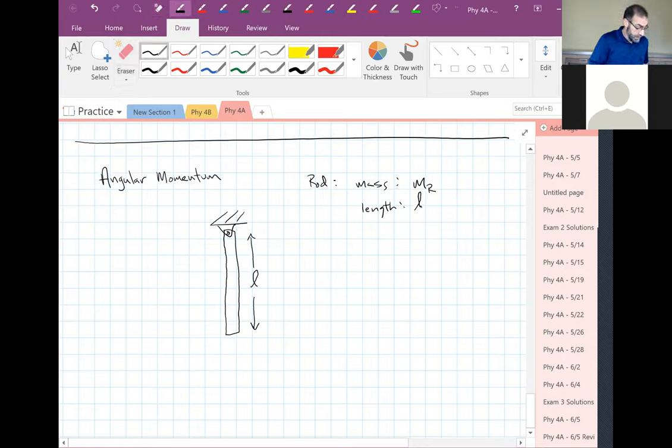All right, and we've got a lump of clay coming along here, and it's going to stick. It's going to stick to the end, and that board, that rod, is going to swing up.